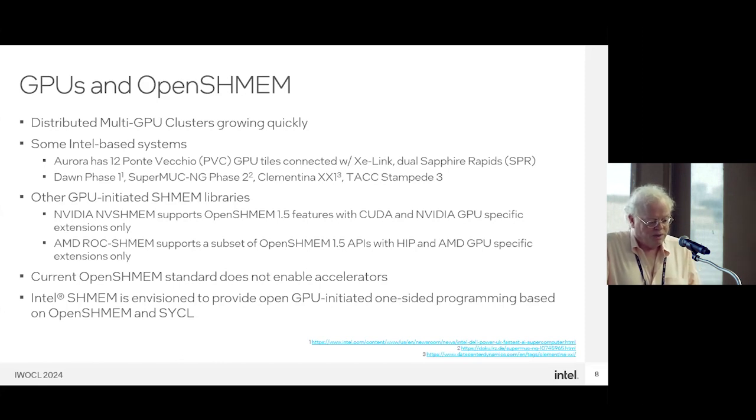There are other GPU-initiated SHMEM libraries. Everybody who makes GPUs is interested in this topic. NVIDIA has NVSHMEM that supports many of the same APIs for CUDA and NVIDIA GPUs. And AMD has a thing called ROC SHMEM that is also quite similar and supports the HIP model with AMD GPUs. The current standardized OpenSHMEM does not talk about GPUs. So what's happening is that different vendors are pushing forward to provide support, and I think in due time, this will all be standardized.